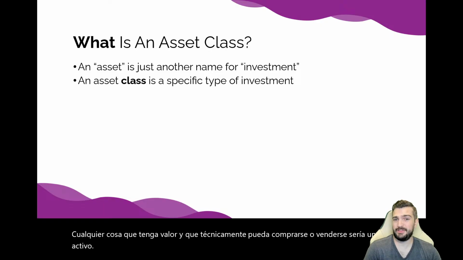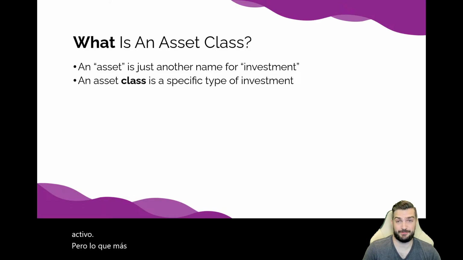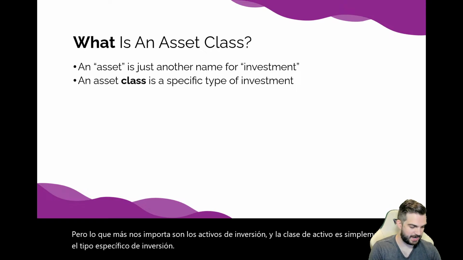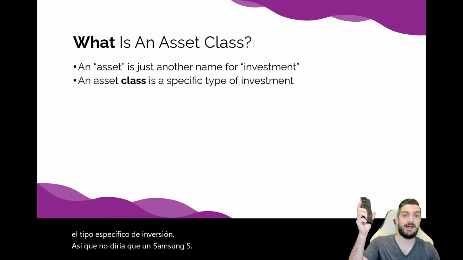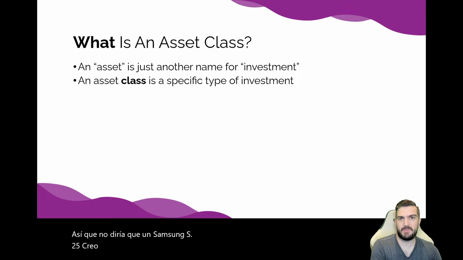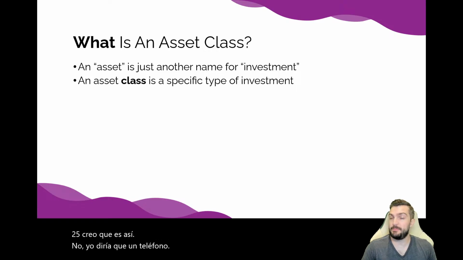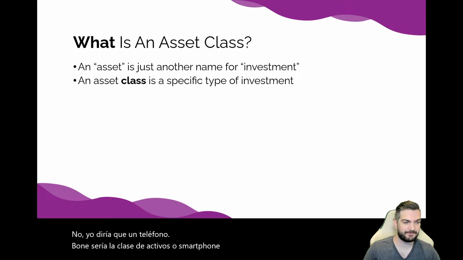But what we mostly care about are the investment assets. And the asset class is just the specific type of investment. So I wouldn't say a Samsung S25, I think this is. No, I would say a phone. Phone would be the asset class, or smartphone would be the asset class.